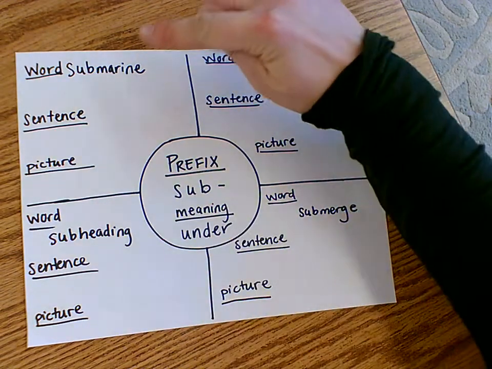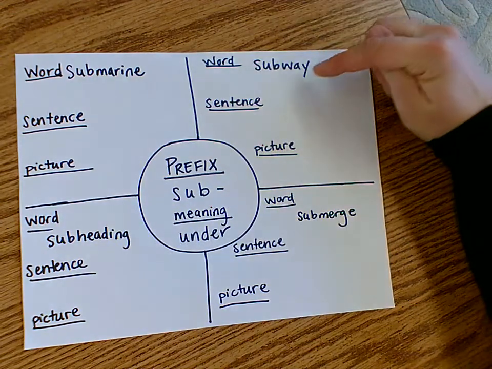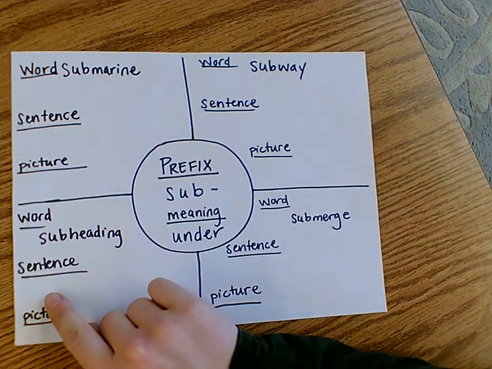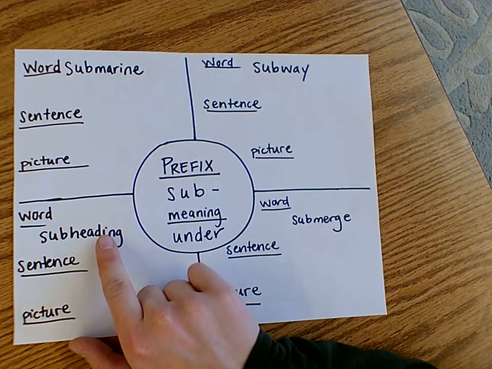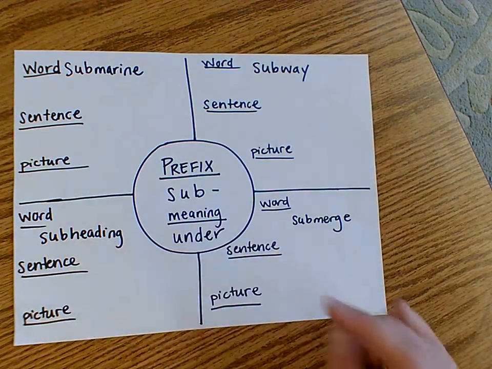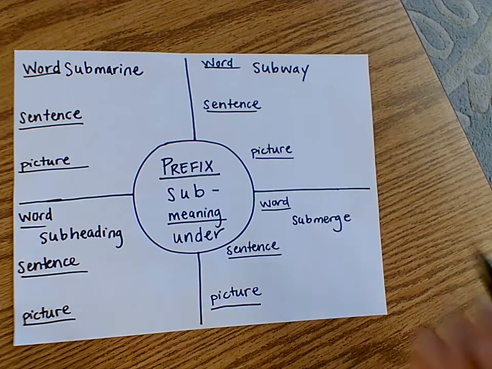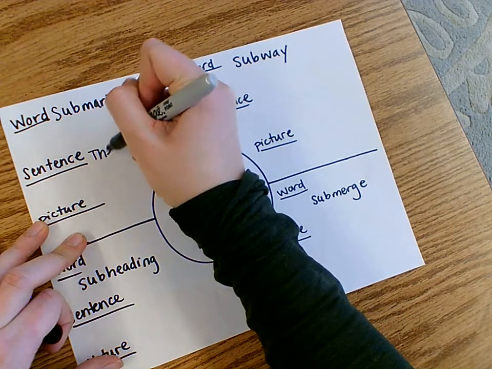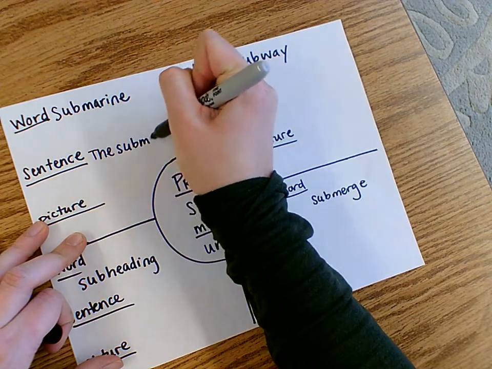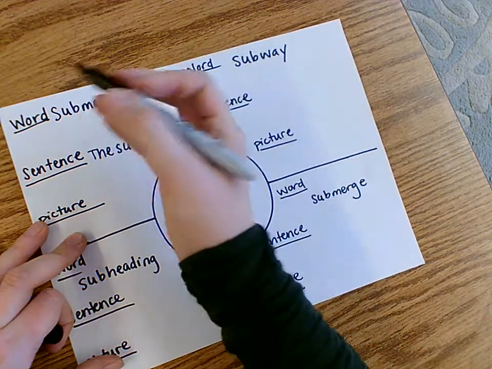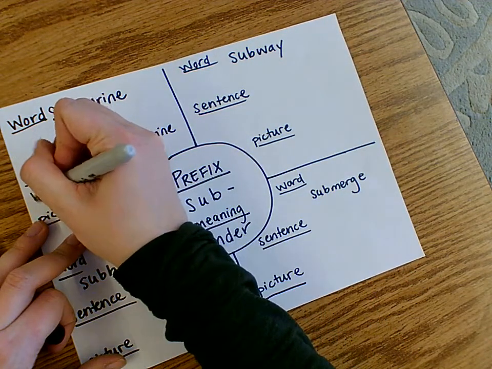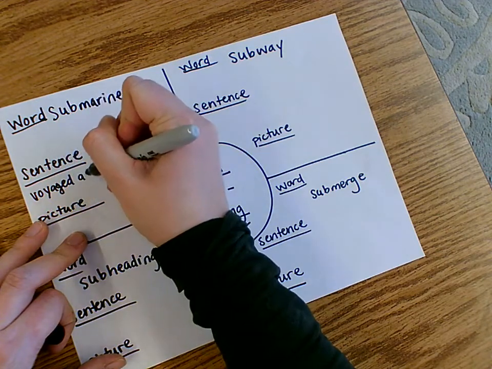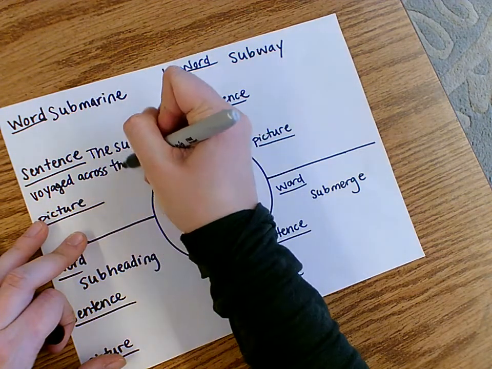So I'll write four different words that contain that prefix or suffix. I can create sentences that use those words and then draw a picture. So maybe I am going to write a sentence: the submarine voyaged across the ocean.